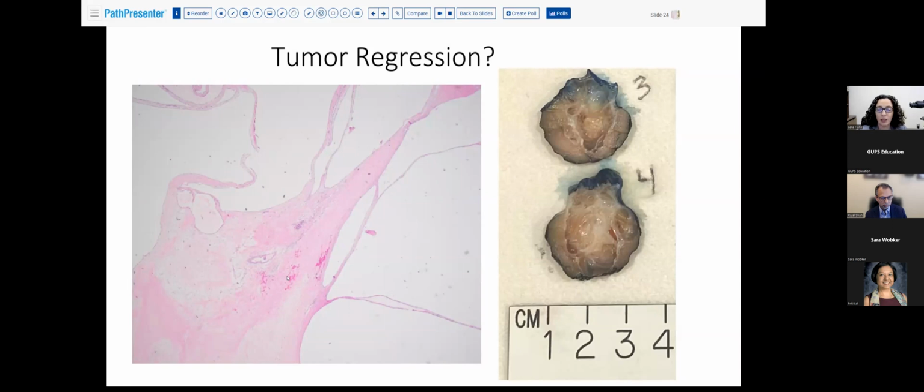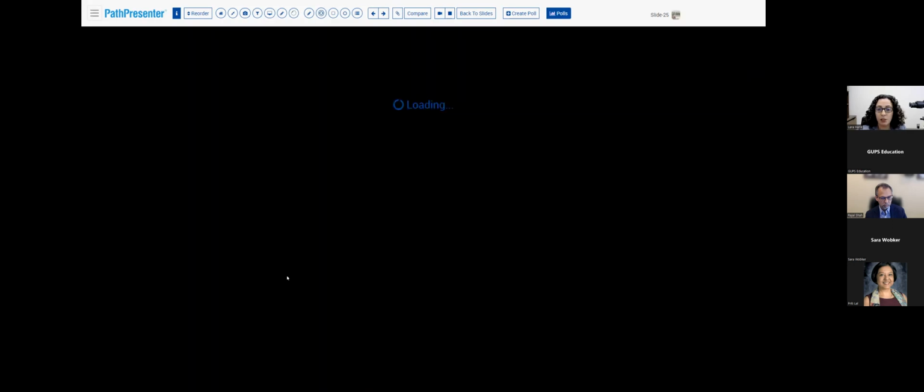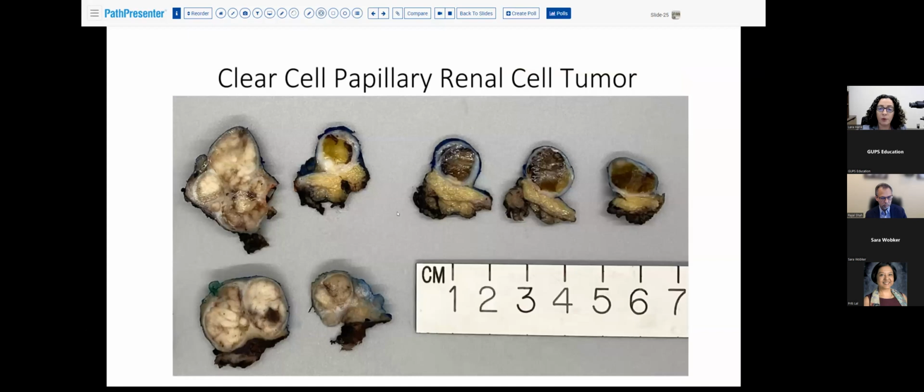So I tend to be a little bit on the defensive side, if you want. But the jury is still out and there's no consensus. Of course, within the differential diagnosis, we have clear cell papillary renal cell tumor. Previously, we used to call it clear cell papillary renal cell carcinoma. Now it got downgraded. This family of tumors, they can be solid, they can be cystic.